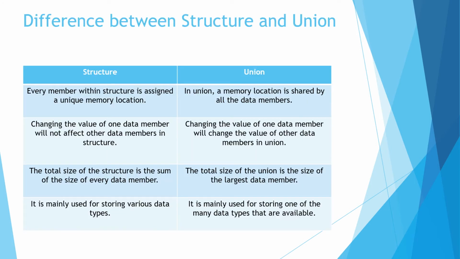Now let's see the difference between structure and union. The very first difference is that every member within the structure is assigned a unique memory location. So in our previous example we have seen there was integer x and float y. So both x and y will be given different memory locations. But if we take the same thing under union, then only one memory location would be assigned to x and y, and both the variables would be sharing that common memory location.